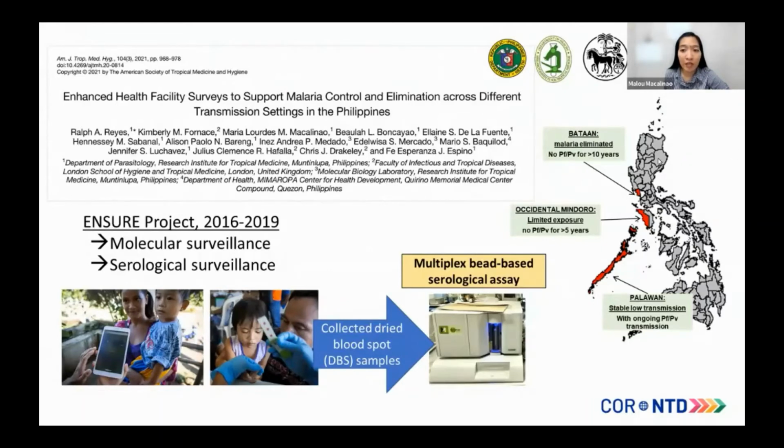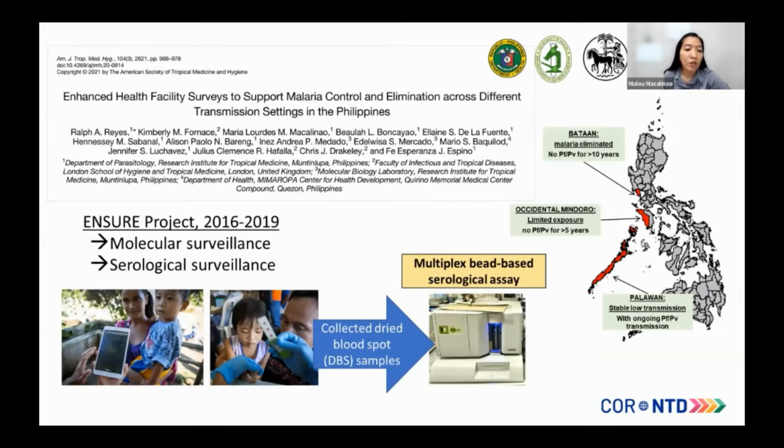For this study, we had 3 sites: Bataan, which reported no local malaria since the 90s, Occidental Mindoro with limited exposure, and Palawan with ongoing transmission. We conducted health facility-based surveys where we recorded participant data, including geospatial data in tablets, and collected dried blood spot samples from health facility attendees and their companions for molecular and serological surveillance.